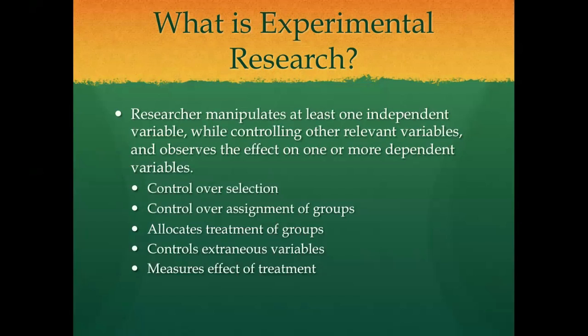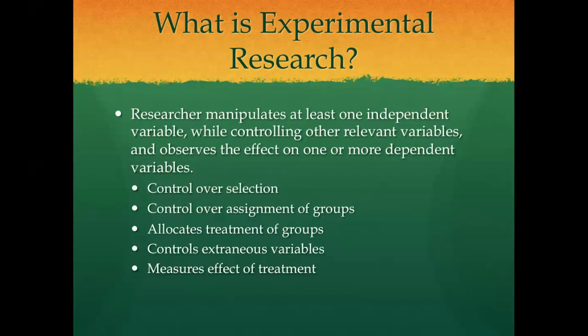The researcher has control over the selection. The researcher has control over assignment groups. The researcher also has control over the allocation treatment of groups. The researcher controls extraneous variables. And then lastly, the researcher also gets to measure the effect of the treatment.